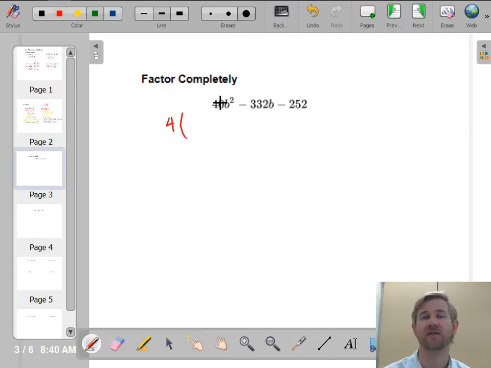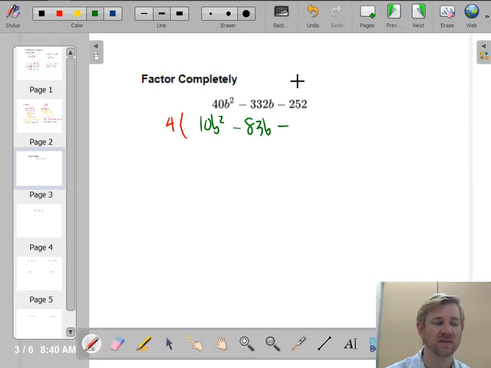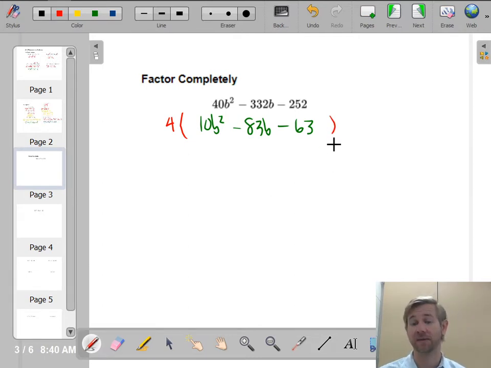If you divide everything by 4, 40 divided by 4 is 10b squared, minus 332 divided by 4 is 83b, and 252 divided by 4 is 63. Yeah, 126. Yeah, good. Okay, so that's the first thing I'm going to do. Now, that 4 on the outside, I'm ignoring it. I'm not looking at it for the rest of the problem. I'm just looking at the green.